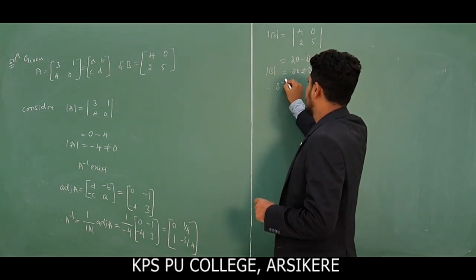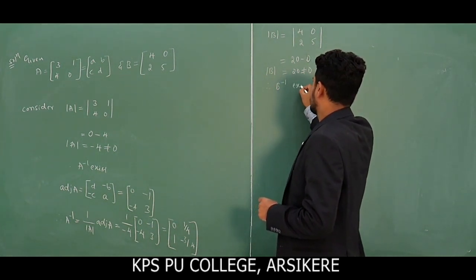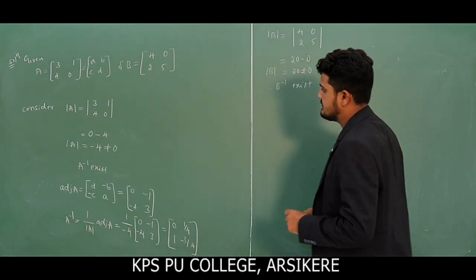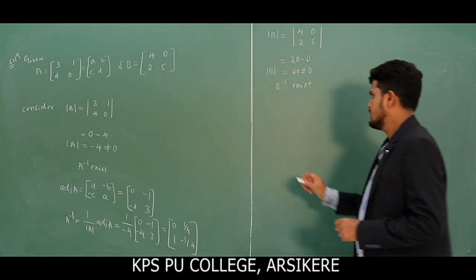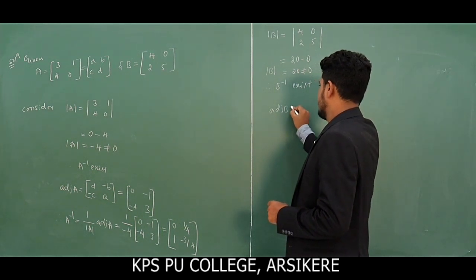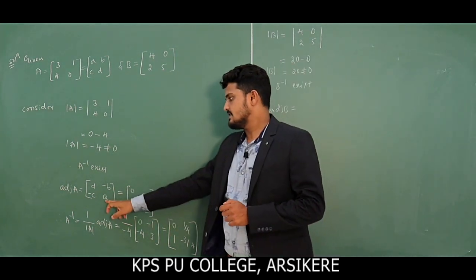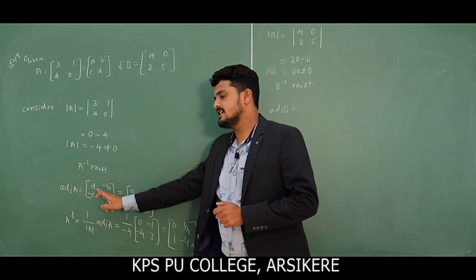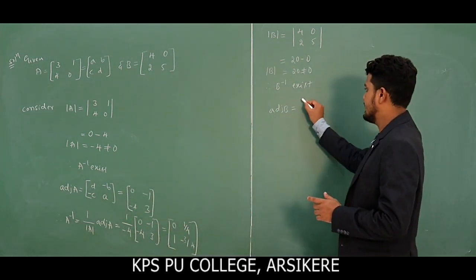Therefore B inverse exists, right? So again adjoint B. The adjoint formula for A B C D is D minus B minus C A. In the same way, the adjoint B formula again.